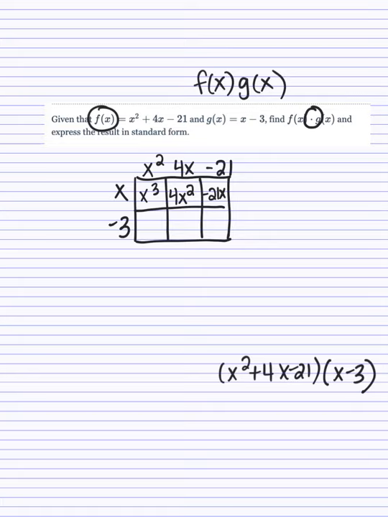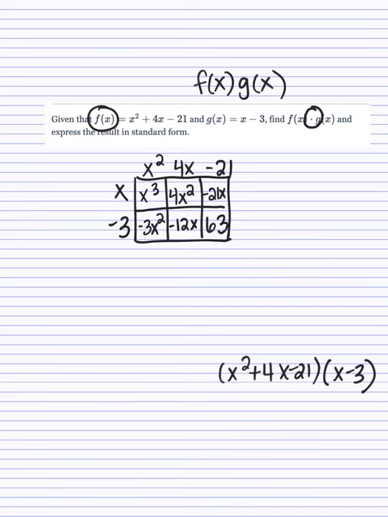Alright, and then I have negative 3 times x squared is going to give me negative 3x squared. Then I have negative 3 times 4x is going to give me negative 12x. And then negative 3 times negative 21 is going to give me positive 63.